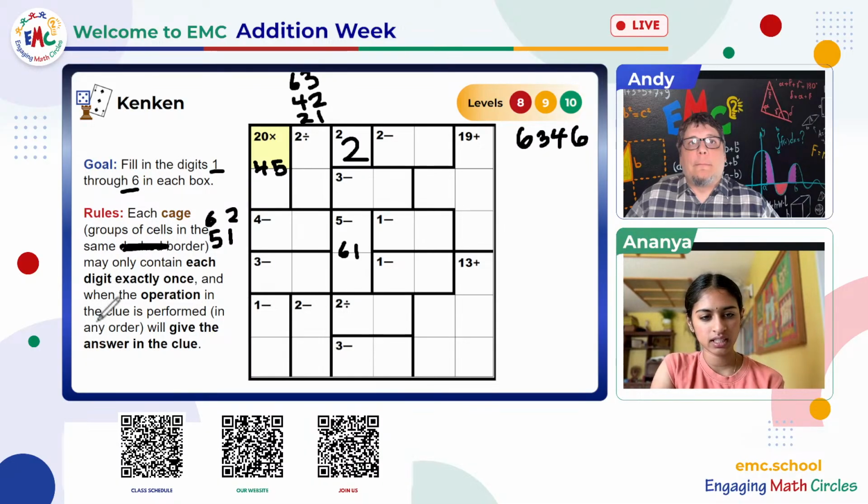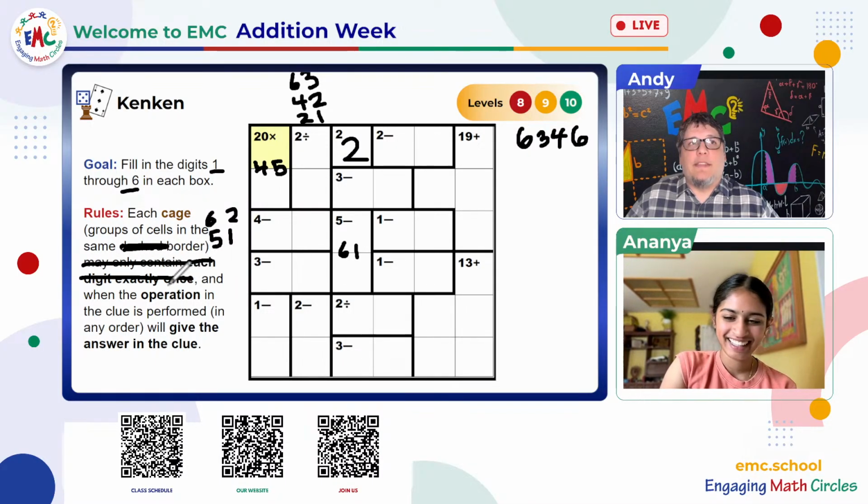Each cage may only contain each digit exactly once. That's a lie. Okay. I might have copy pasted from the previous slide. Oops. Yeah, 6, 3, 4, 6. It's rows and columns that can't repeat.